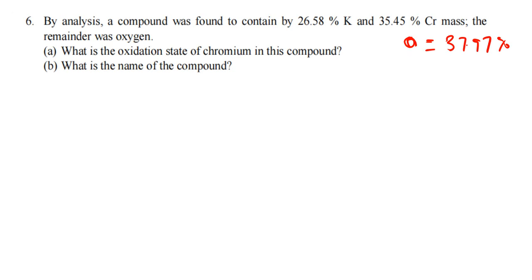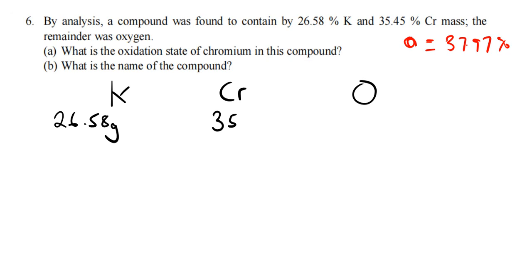Okay, what are our elements? We've got potassium, we've got chromium, and we've got oxygen. Potassium they've given us, which is 26.58. So we're going to just assume as if it's grams. Then for chromium it's 35.45 grams. For oxygen, from calculating it, it is 37.97 grams. Okay, since these are grams, we're going to convert them to moles.